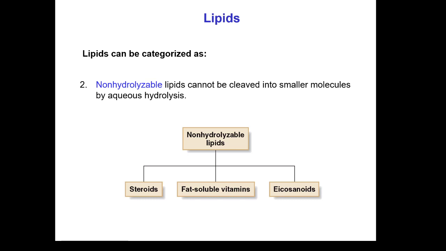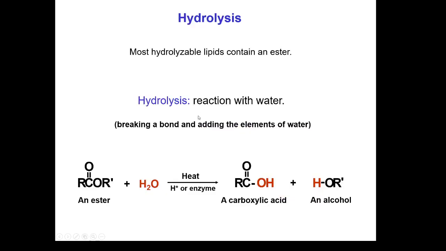We also have the ones that can't be hydrolyzed. We do aqueous hydrolysis and nothing happens. Those are steroids, our fat-soluble vitamins, and our eicosanoids. The majority of the ones that could be hydrolyzed have some sort of ester linkage. The ones that can be broken down into smaller parts via water have some sort of ester linkage.